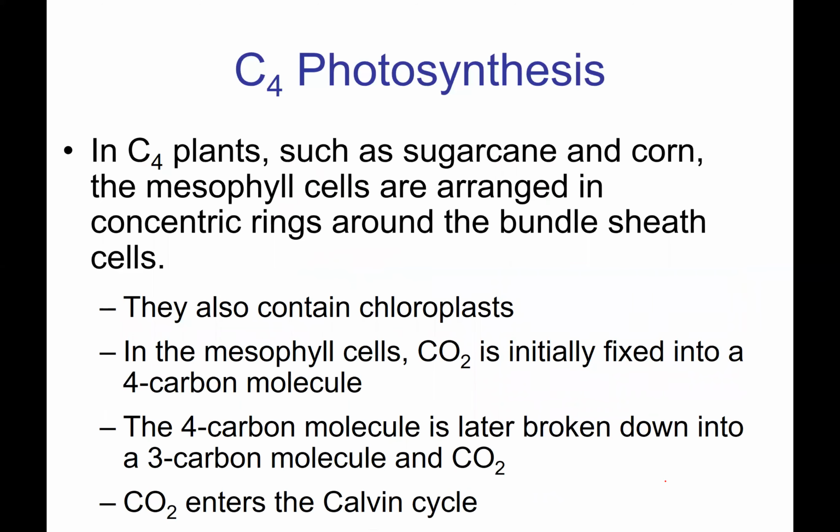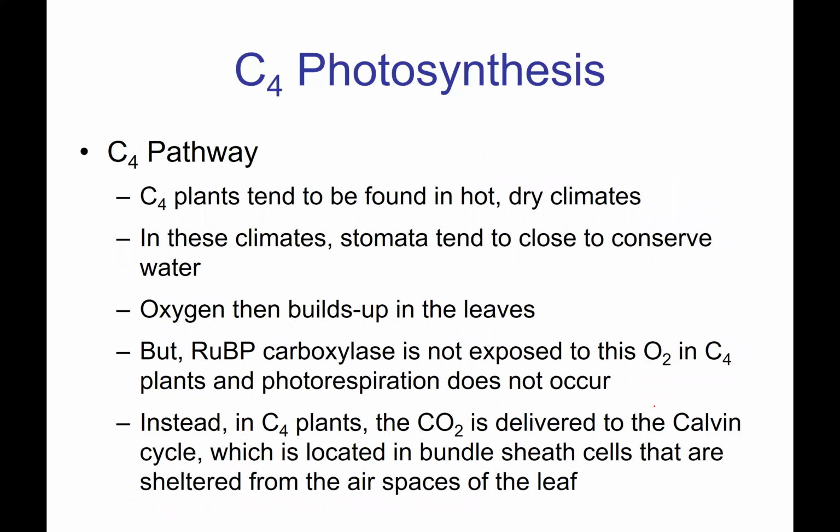Next, we have C4, and these are plants such as sugarcane and corn. Their mesophyll cells are arranged in rings instead of in layers, but they're also going to contain chloroplasts. In mesophyll cells, carbon dioxide is initially fixed into a 4-carbon molecule, and then that is later broken down into a 3-carbon molecule and carbon dioxide, where carbon dioxide enters the Calvin cycle. These plants are going to be found in hot and dry climates.